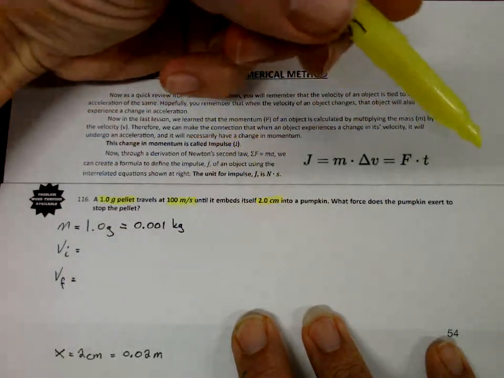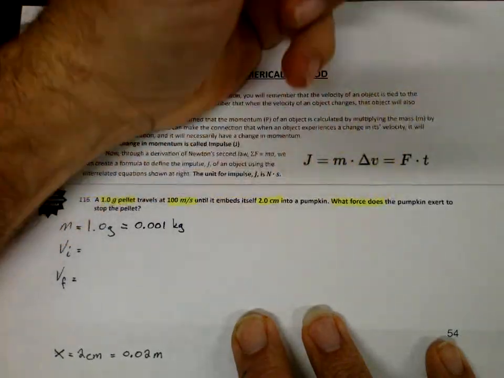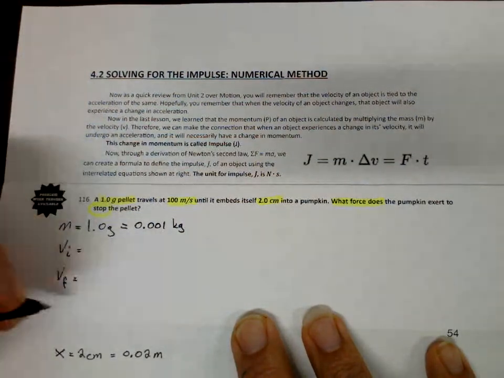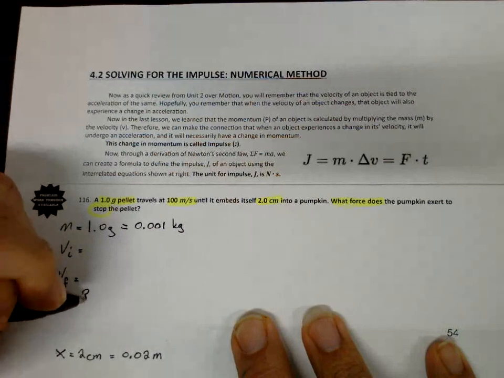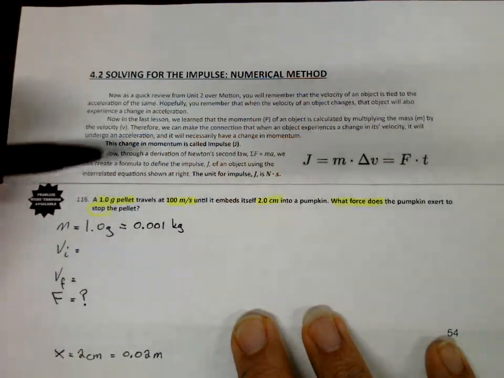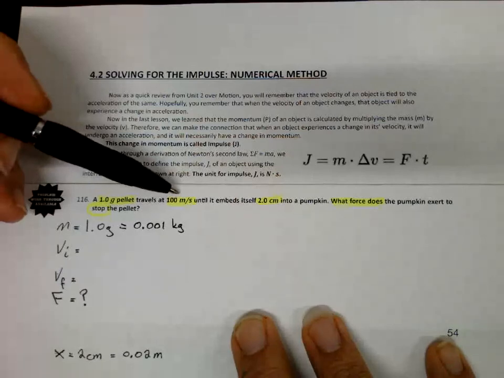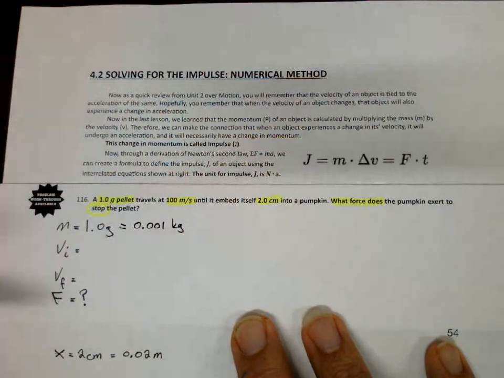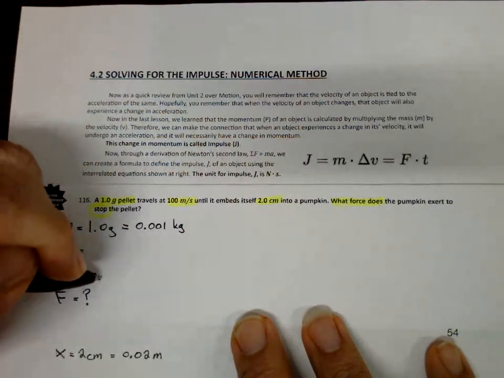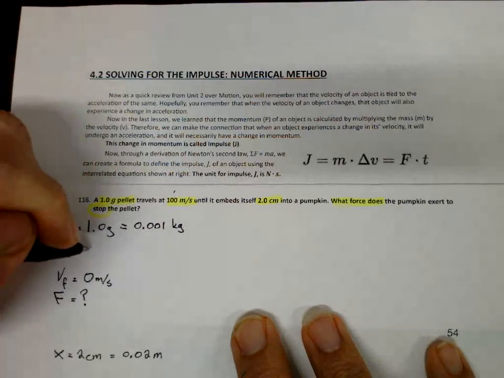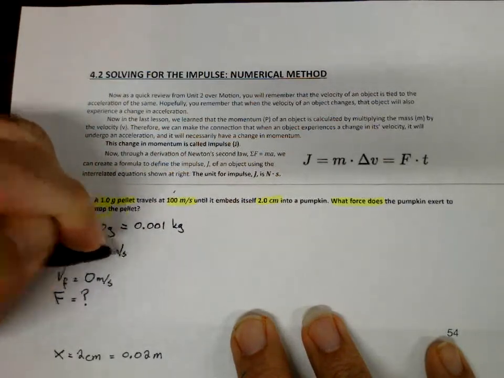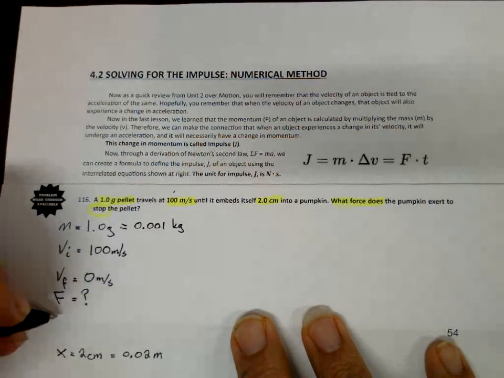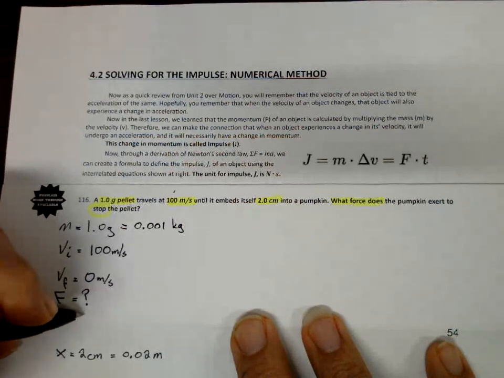Now, as we continue through the problem, what force does the pumpkin exert in order to stop the pellet? So that sentence tells us two things. One, force is our unknown. That's what we're looking for. And if the pellet is traveling at this speed until it is stopped in the pumpkin, that means that our final velocity is 0 meters per second, and this 100 meters per second has to be our initial. So we have a mass, an initial velocity, a final velocity, and force. However, that means we also need time.